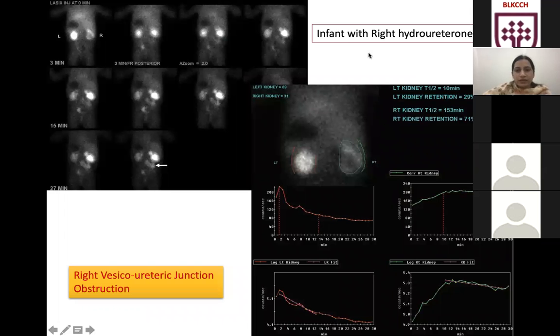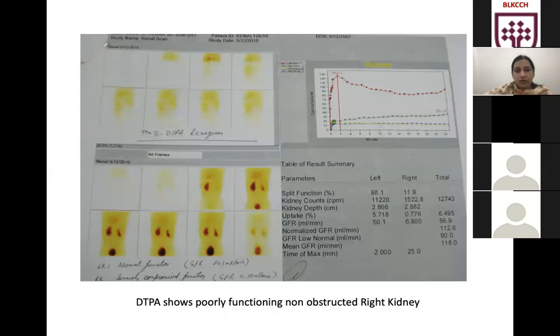So this infant has right hydroureteronephrosis and has right vesicoureteric junction obstruction. One can see the dilated retention of contrast in the kidney as well as the ureter, and one can see the delayed drainage of the contrast. So this was a right vesicoureteric junction obstruction.